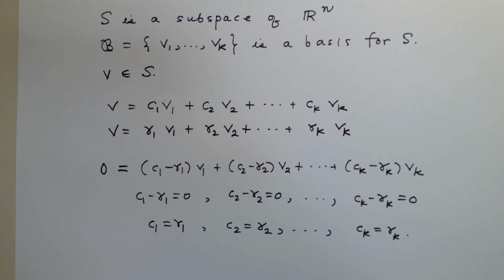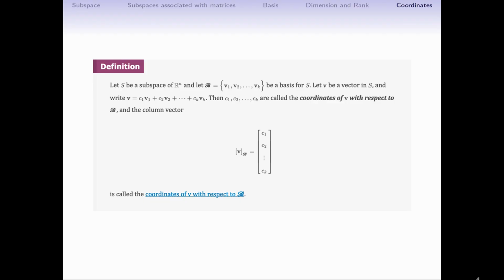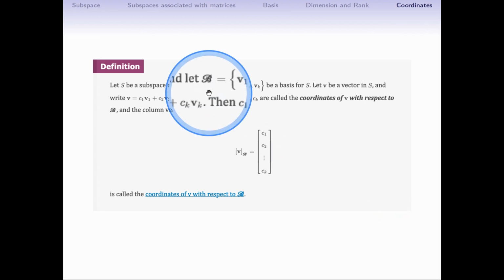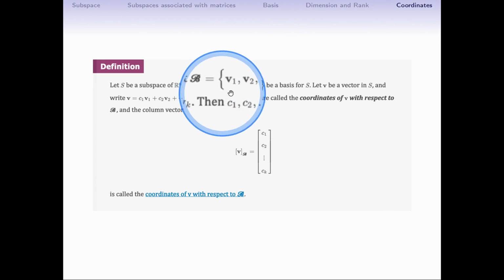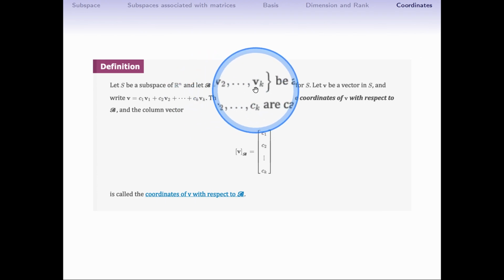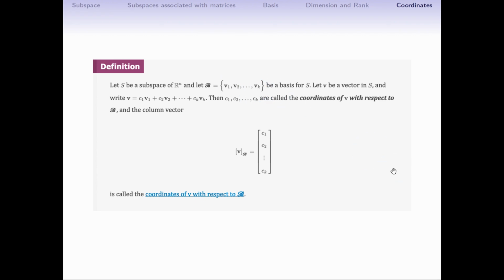Let's go back to the course notes and put this to use. We are now ready to define the coordinates of a vector with respect to a basis. So let S be a subspace of Rn, and let script B be a basis for that subspace. Let's say for the sake of argument that B consists of the k vectors v1 up through vk. Now let v be any vector in the subspace S.